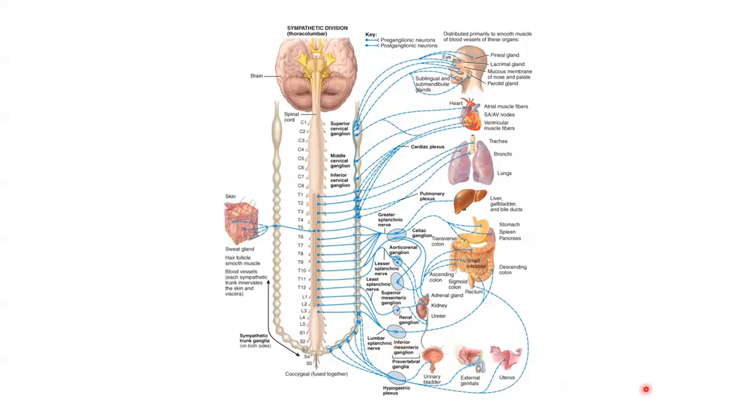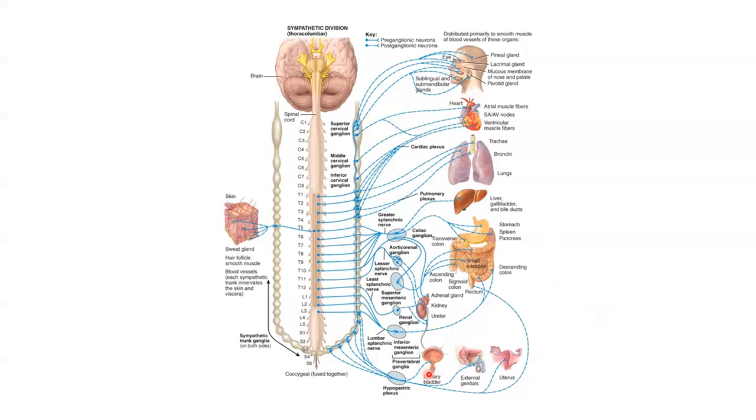Now, the postganglionic axons that extend from the sympathetic trunk ganglia primarily innervate organs above the diaphragm, so organs in the head, the neck, the shoulders, and the heart. The postganglionic axons that extend from the prevertebral ganglia tend to innervate organs below the diaphragm, so all of these down here.